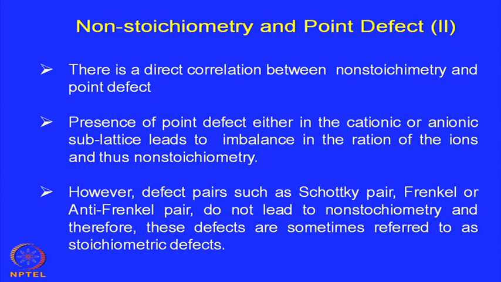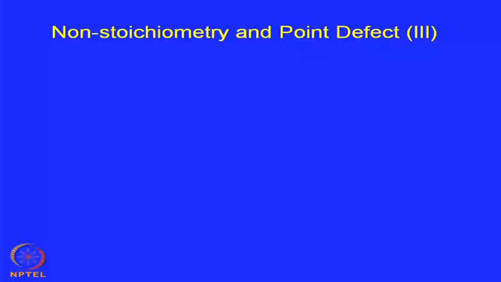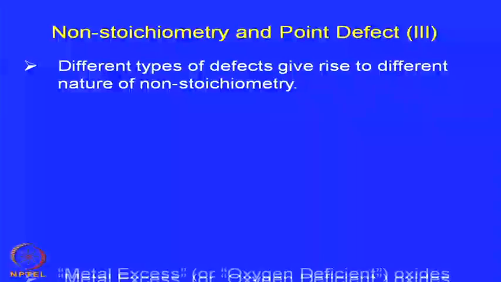However, defect pairs such as the Schottky pair, which I have already mentioned, and Frenkel or anti-Frenkel pairs do not lead to non-stoichiometry, and therefore these defects are sometimes referred to as stoichiometric defects. That is also quite understandable, because they appear in pairs. So, they do not change a particular sublattice. They change both sublattices uniformly, and therefore the ratio remains the same.